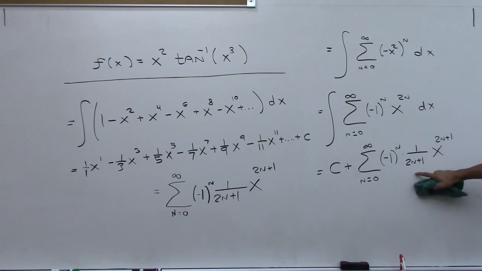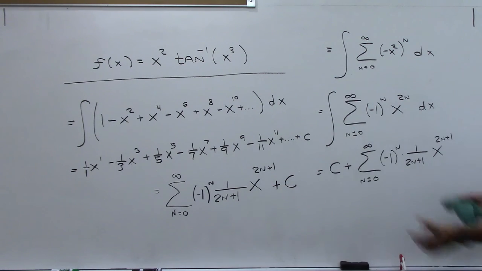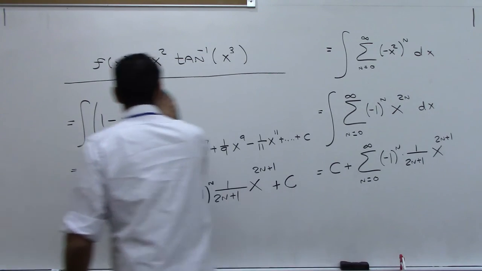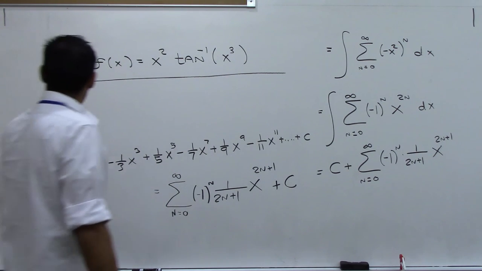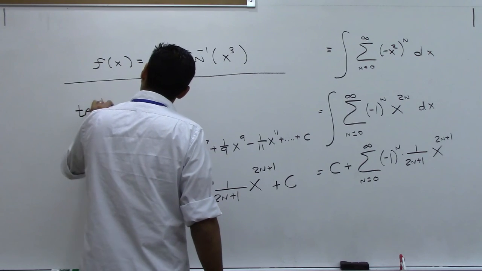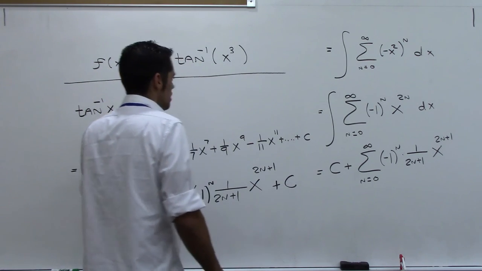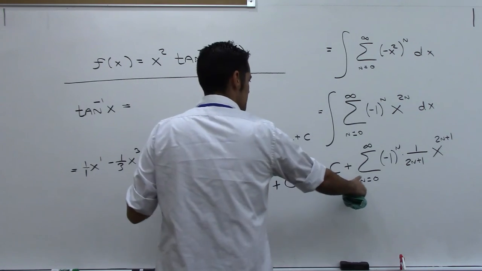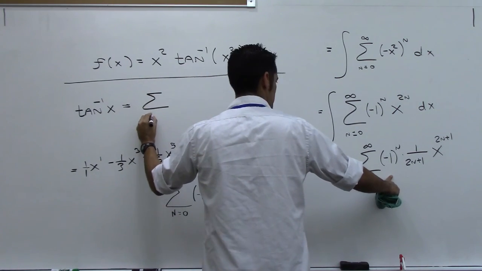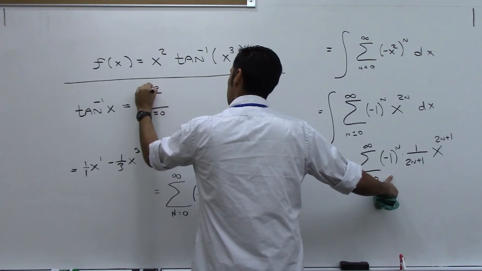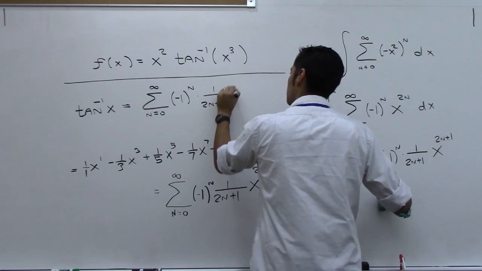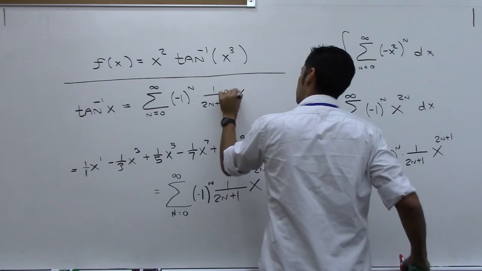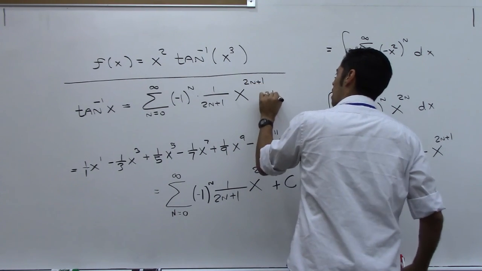And that matches over here, you can see. So there are two different ways to get to this. So let's remember that. If the final result is this, that tangent inverse of x is equal to the integral of this thing, which we said is equal to this: sum n equals 0 to infinity, negative 1 to the n times 1 over 2n plus 1, and then x to the 2n plus 1, plus a constant.